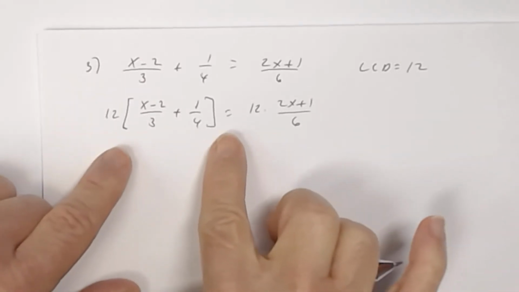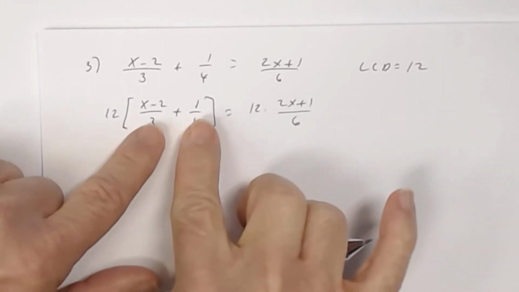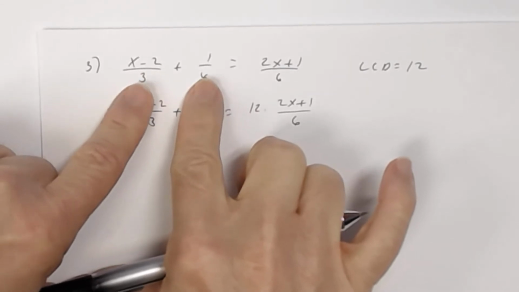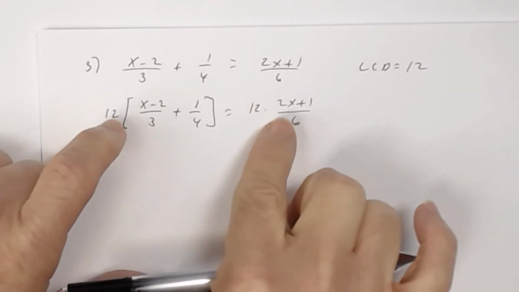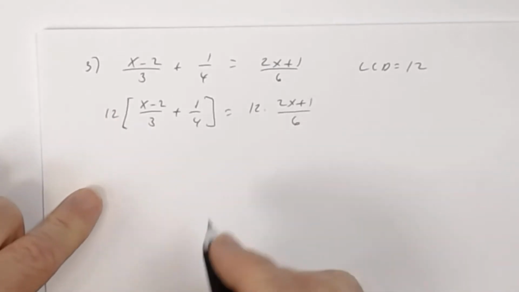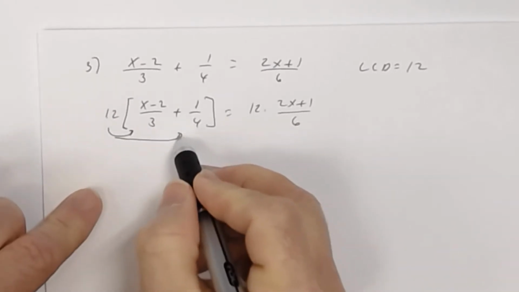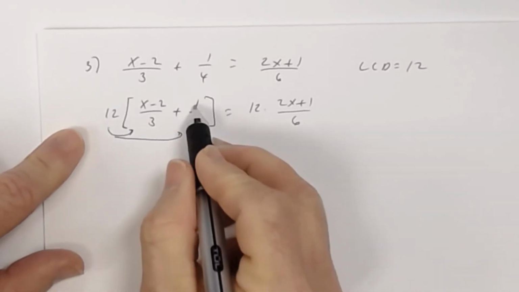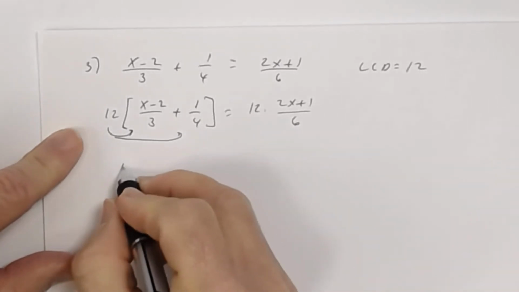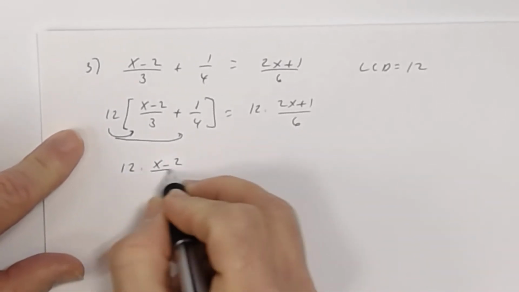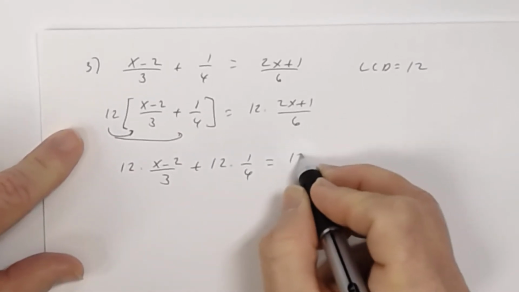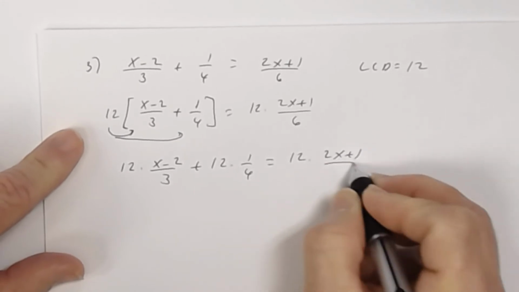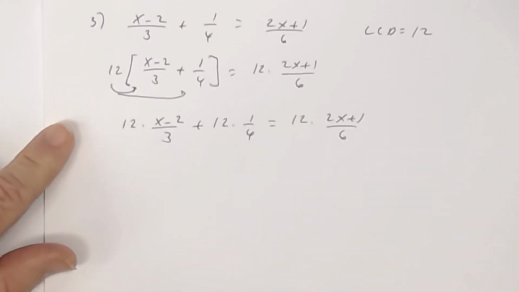And notice I did use brackets or parentheses here because this side had more than one term. This side only has one term, this fraction, and so I did not put that in parentheses. Now the next thing you're going to do is the distributive property. So you're going to say 12 times this and 12 times this fraction. So you're going to say 12 times (x - 2)/3 plus 12 times 1/4 equals, and then 12 times (2x + 1)/6. All right, so that's where we're at.